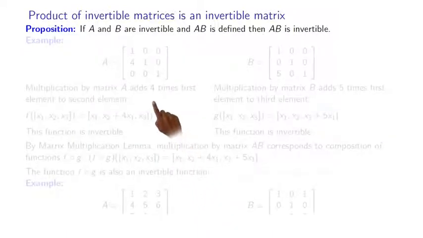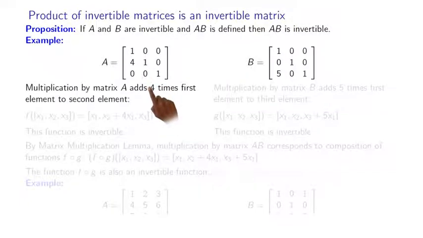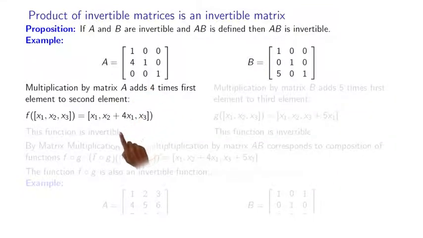In the second example, the 2 matrices are slightly bigger, but like the previous 2 matrices, these are elementary row addition matrices. Multiplication of a vector by this matrix A adds 4 times the first element to the second element. And this function is clearly invertible because the function that subtracts 4 times the first element from the second element is its inverse.